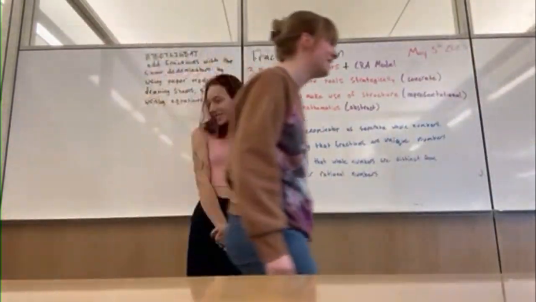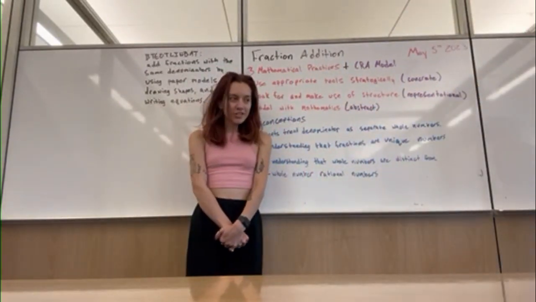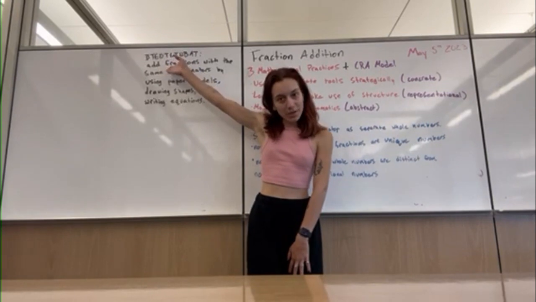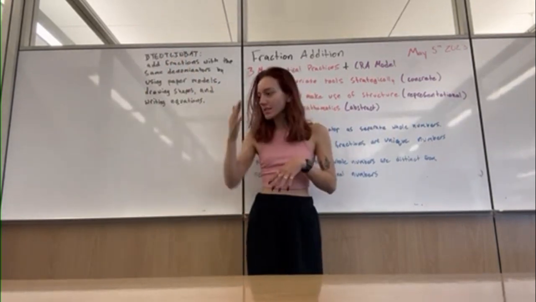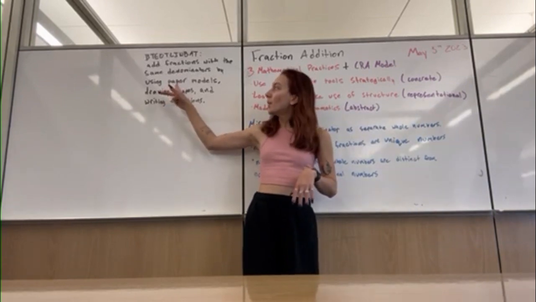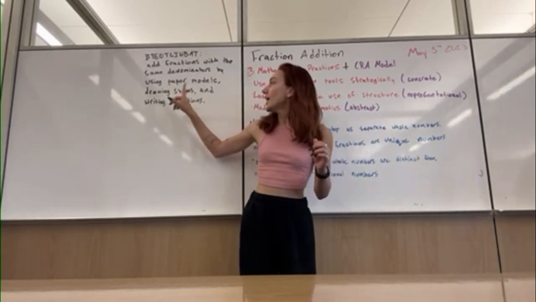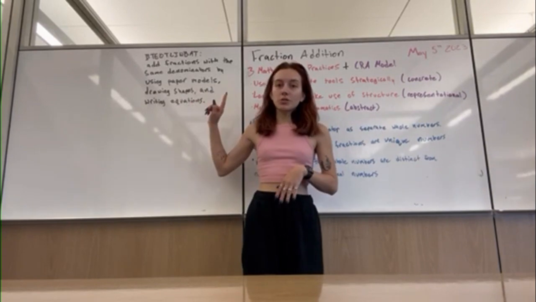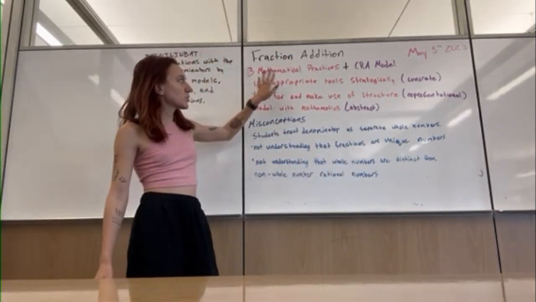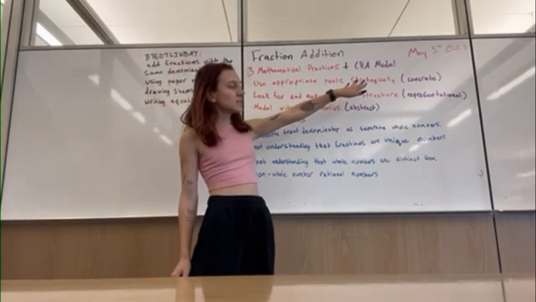So what we are doing is fraction addition. By the end of this lesson, I will be able to... this is going to be all 3 days. We are going to add fractions with the same denominator by using first a paper model and then drawing shapes, and then eventually we are going to write equations last. We're going to be using the 3 mathematical practices and the CRA model.